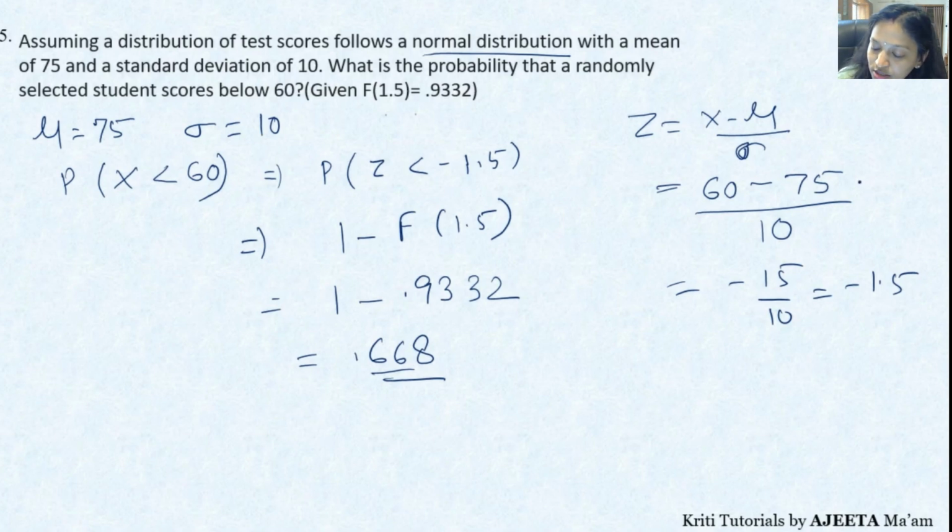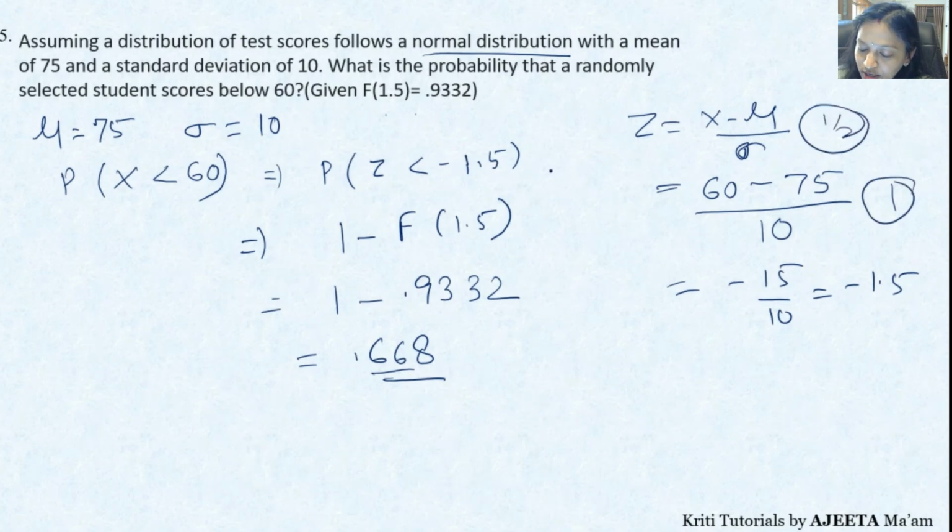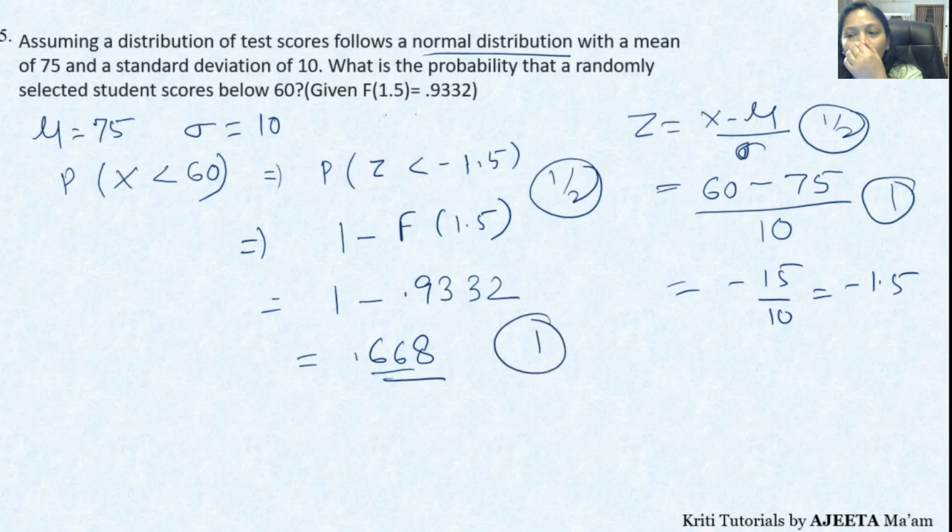So again, if I do the marks distribution, 1 mark for finding the z score, then half mark for this, then half mark for forming it, and 1 mark for the final answer. So this is how it goes on.